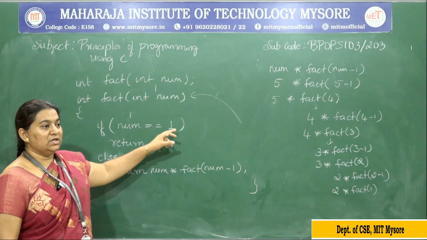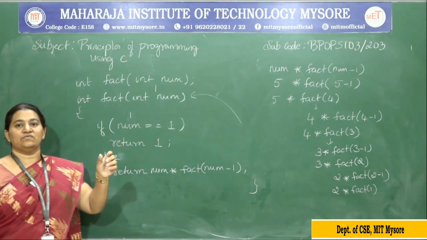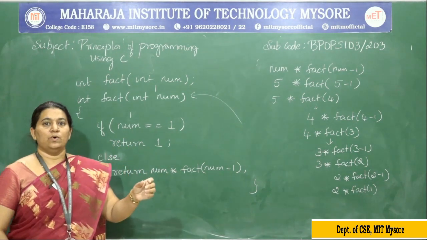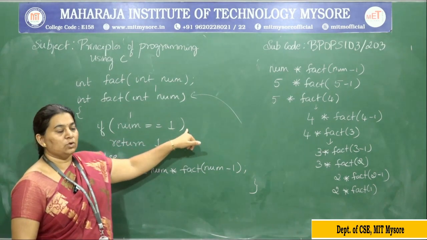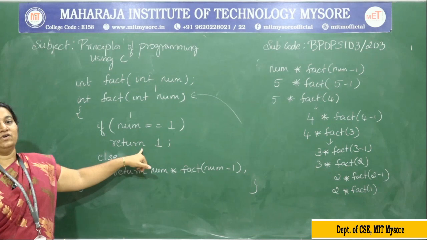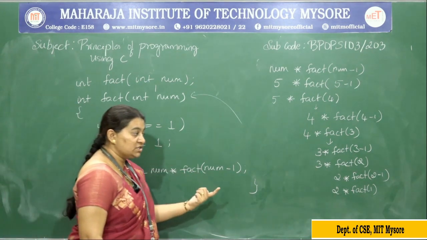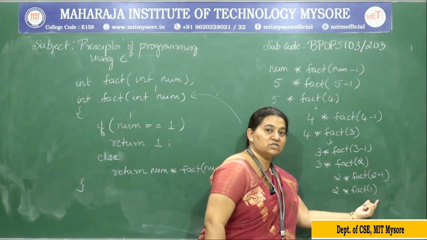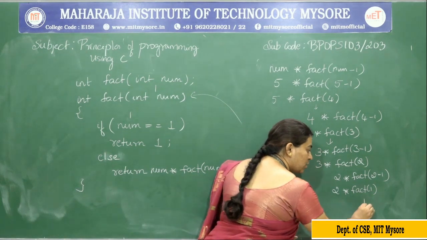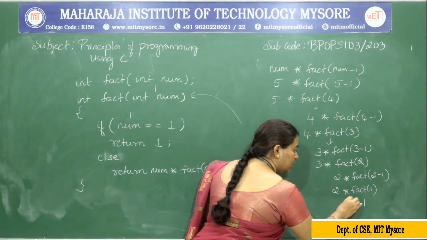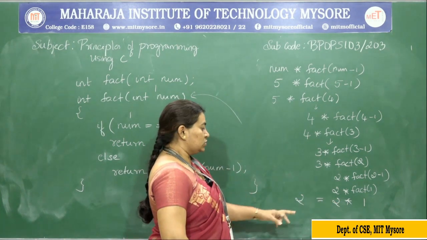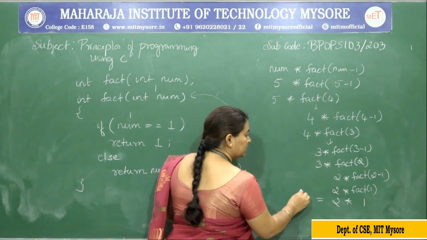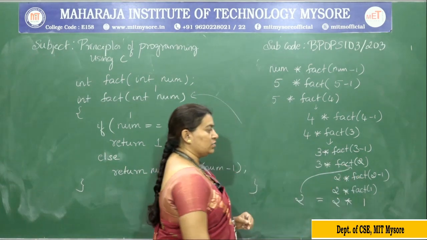Now what has happened? The smallest part of that function is being used where you can terminate. So if 1 is equal to 1, what do I have to return? I have to return 1. So which function is calling? Fact of 1 is calling. So it will be written as 1 here. So this will be 1 into 2. So what is 1 into 2? It is 2. So this 2 is returned back to fact of 2.